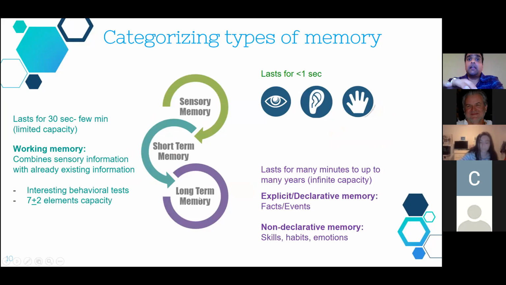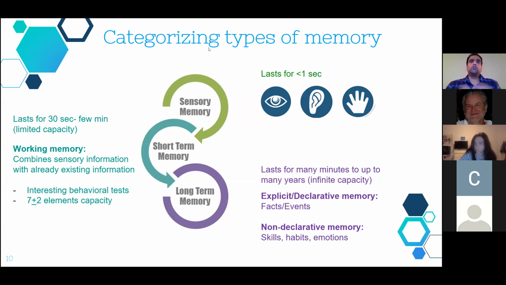Now, the last one is the long-term memory, which is the memory that lasts for many minutes to up to many years. And in contrast to working memory, it has almost infinite capacity. Now, long-term memory can also be of many types. The first type could be that it is an explicit or a declarative memory. Now, this is a memory which is what is actually considered as a memory. Like if I ask you to tell me some capitals of the country, for example, what's the capital of France or US or India, you'll try to consciously recall that information.